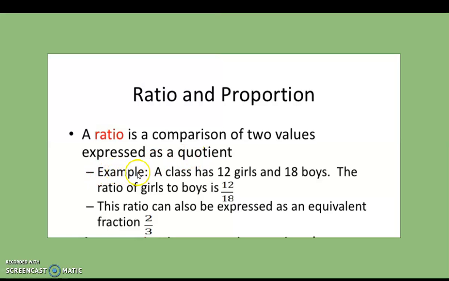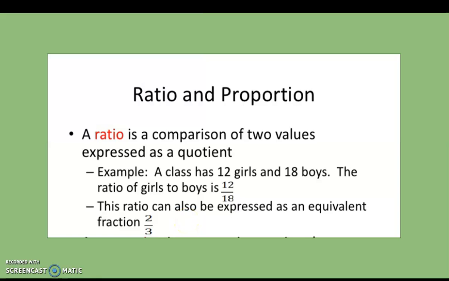For example, a class has 12 girls and 18 boys. The ratio of girls to boys, since girls is written first, it will come in the numerator, will be 12 upon 18. A ratio should be expressed in simplest form. So after reducing, my answer will be 2 upon 3 or 2:3.